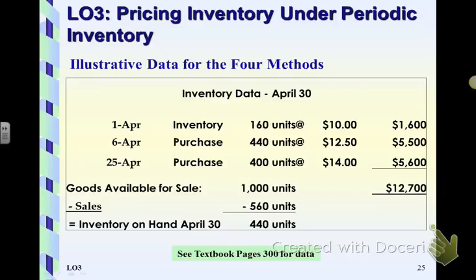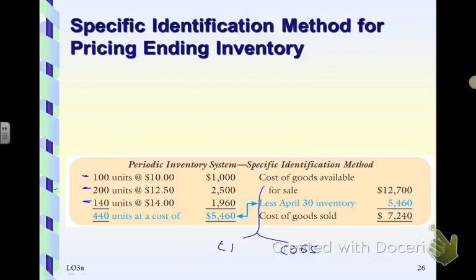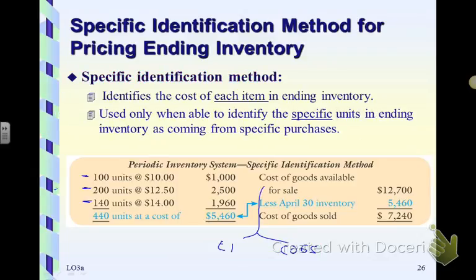And so I take those unit quantities and the dollar amounts, and that's how I'm figuring out what the costs were. Again, this is telling me that I'm looking to calculate the value of my ending inventory. So it's saying I had 440 units in my ending inventory.